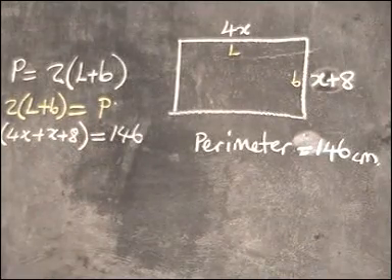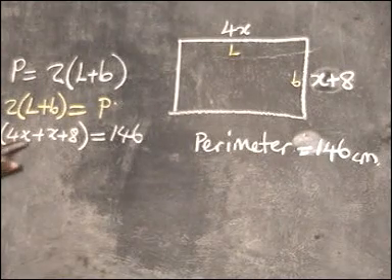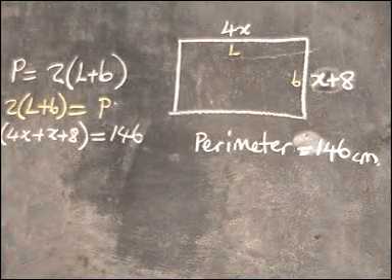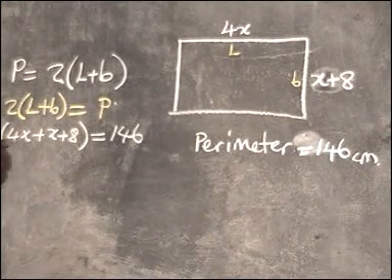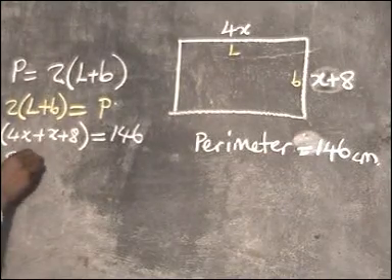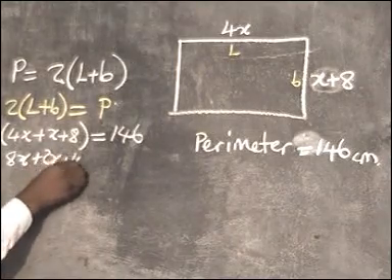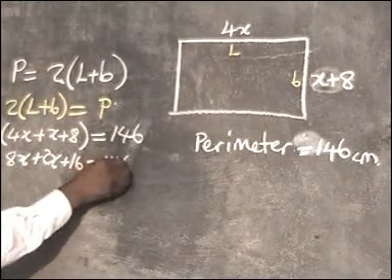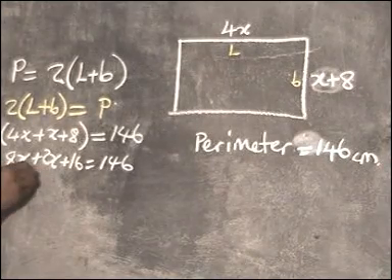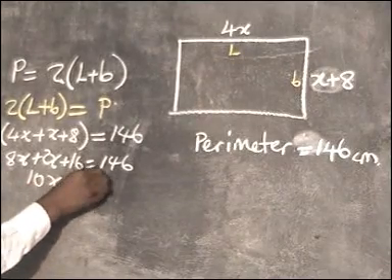This is method 2. What you have to do there is that if you want, you can simplify what is inside the brackets, or you can multiply out by saying 2 multiplied by 4x, you get 8x, and 2 multiplied by x, you get 2x, and 2 multiplied by 8, you get 16, and this is equals to 146. Then from there, 8x plus 2x, you get 10x, and this is equals to 146.